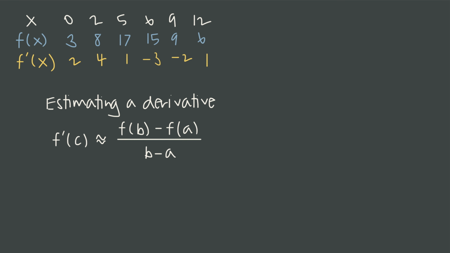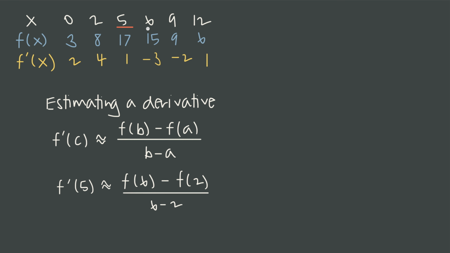The way that we do that is by using average rate of change around the point where we're supposed to estimate. So let's say we're being asked to estimate the value of the derivative at 5. We see that we have 5 in our table, but we don't actually use the values of f and f prime at 5 itself.